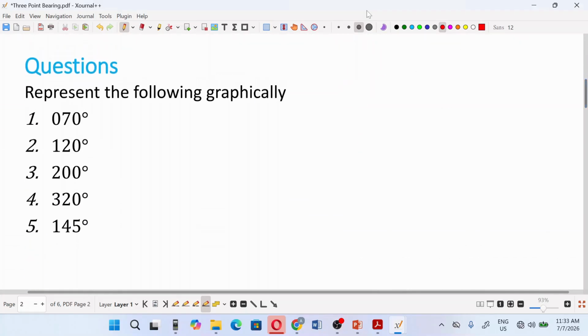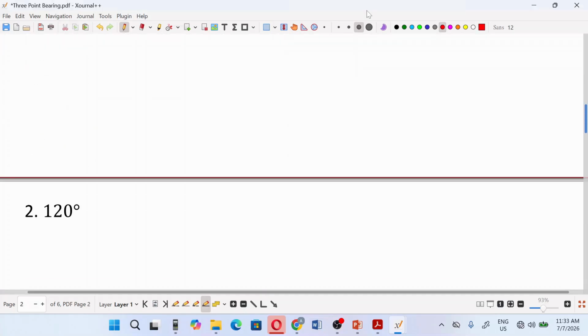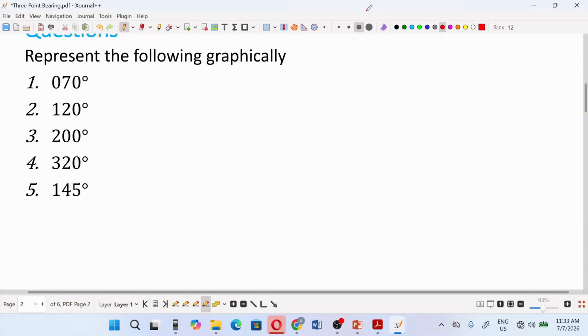So question, we say represent the following graphically. We have 1. Instead of writing just 70 degrees, we say 070. So I'm going to do number 1, 2, 3, and then you do the rest. So let's do first number 1 here, right? Our number 1, we have 070 degrees.